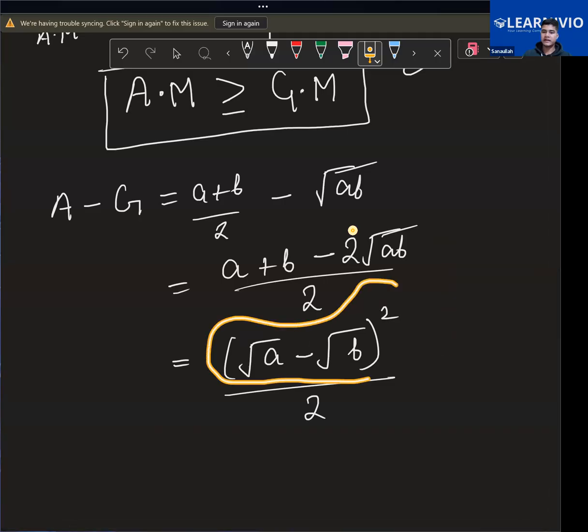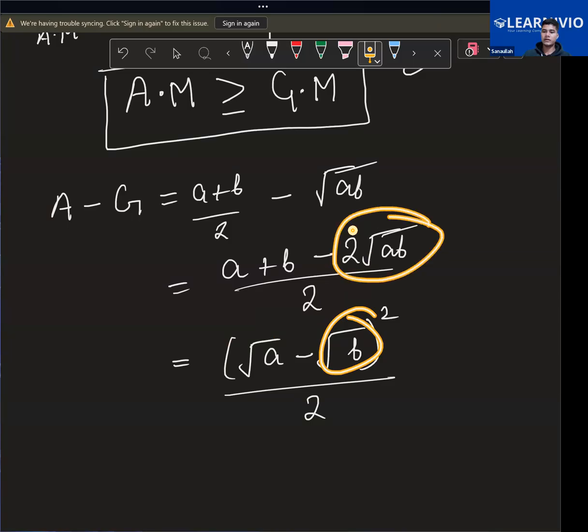If I square this term, then I will get this. Just try to square that. Under root of a square, that is a. Under root of b square, that is b, minus 2 root a and root b. So this is minus 2 root ab.